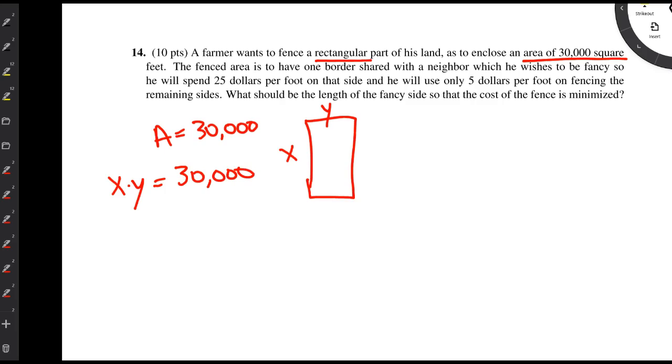The fence's area is to have one border shared with a neighbor who wishes it to be fancy, so he will spend $25 per foot on that side. So this x here, whatever we want to put, we say, okay, that's going to be $25 per foot. And he will use $5 per foot on the fencing of the remaining side. So then let's say this remaining side is going to be $5.